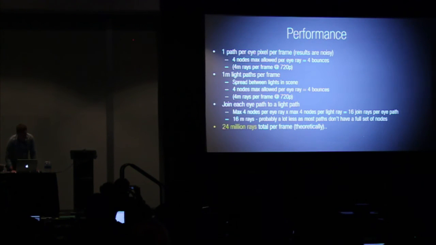So, performance. I did some measurements. I tried to do one path per eye pixel per frame, and I allowed them to bounce 4 times. So that alone requires 4 million rays per frame, 4 rays per pixel. I did the same number of light rays, I thought it would be neatly balanced. And I joined each path. So I've got 4 nodes per eye ray, 4 nodes per light ray. That means I could have 16 join rays. So in total, that means I need 24 rays per pixel just to do one path.